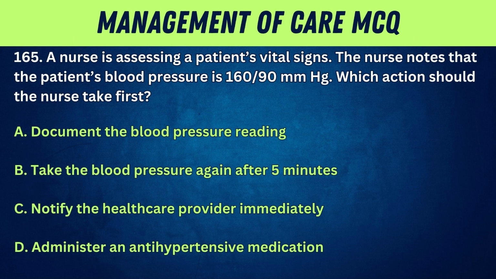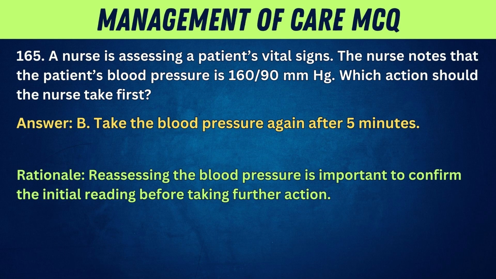165. A nurse is assessing a patient's vital signs. The nurse notes that the patient's blood pressure is 160/90 mmHg. Which action should the nurse take first? A. Document the blood pressure reading. B. Take the blood pressure again after 5 minutes. C. Notify the healthcare provider immediately. D. Administer an antihypertensive medication.